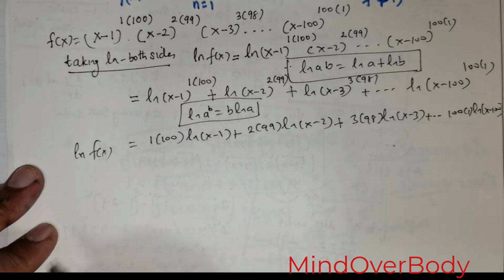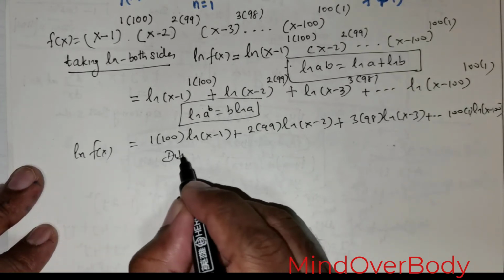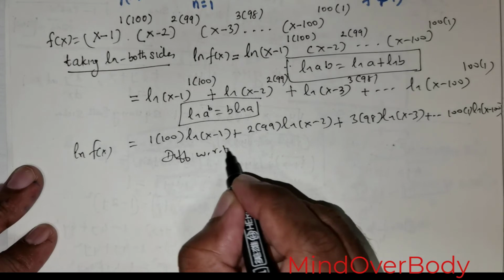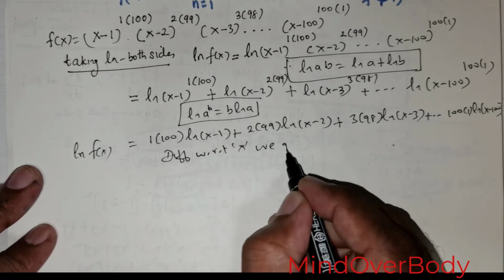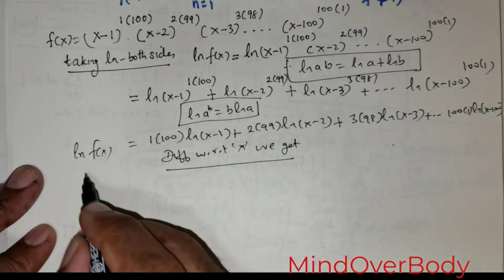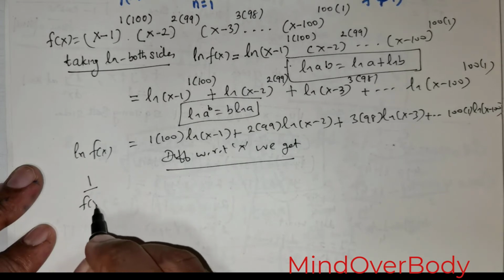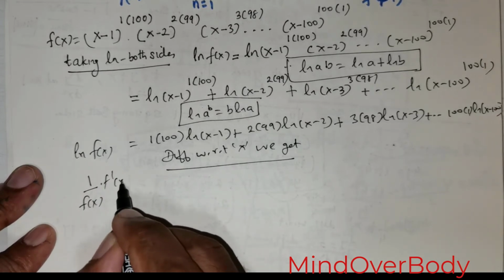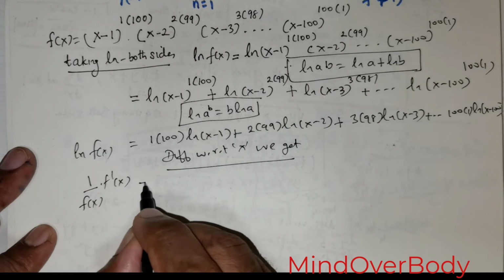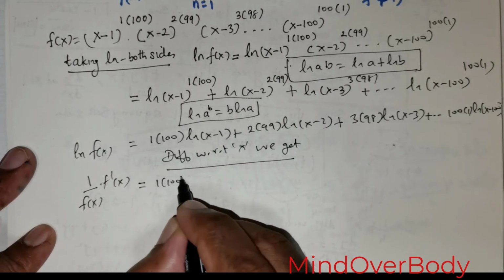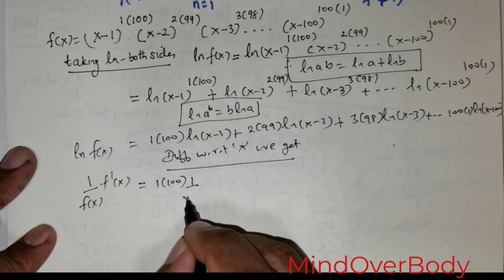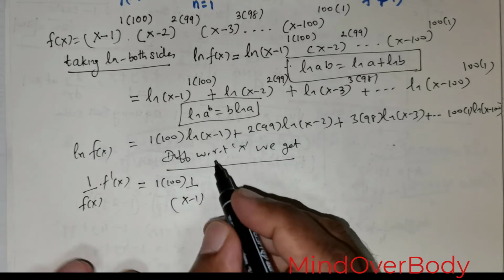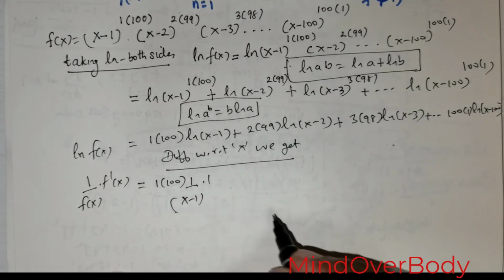So now I need to differentiate. Differentiating with respect to x, what do we get? This is 1 over f of x times the differentiation of f of x, that's f dash of x. This is equal to 1 multiplied by 100, 1 over (x-1), that's the differentiation of ln of (x-1), times the differential of x, which is 1.